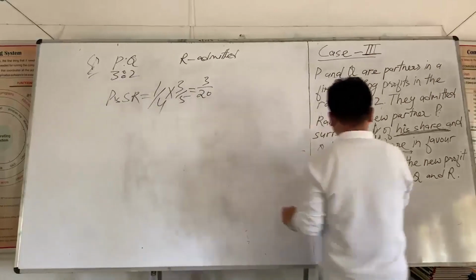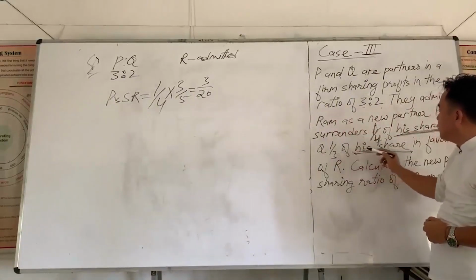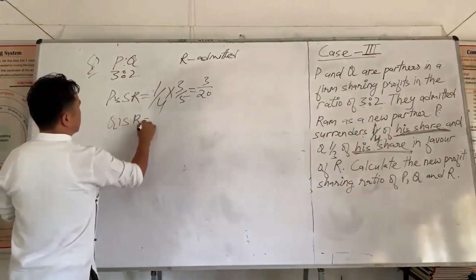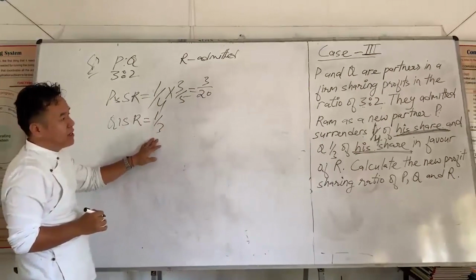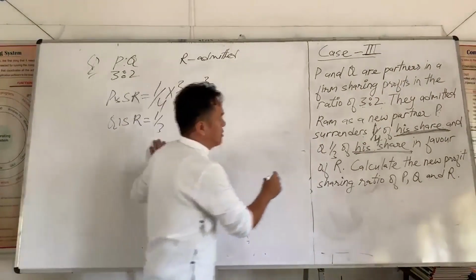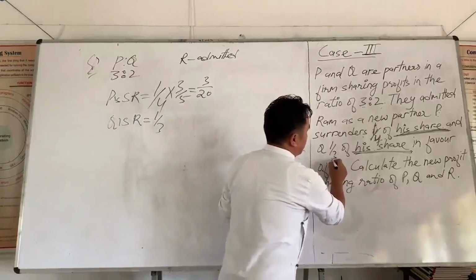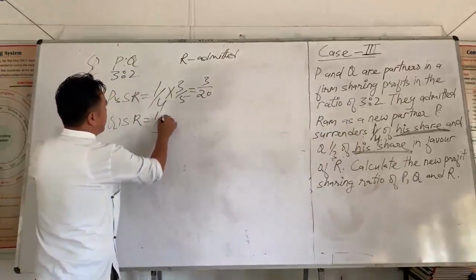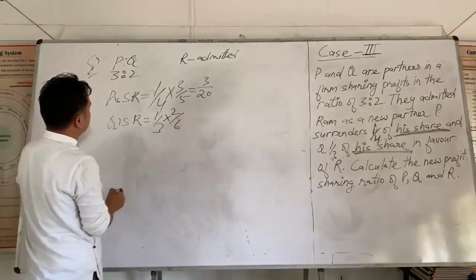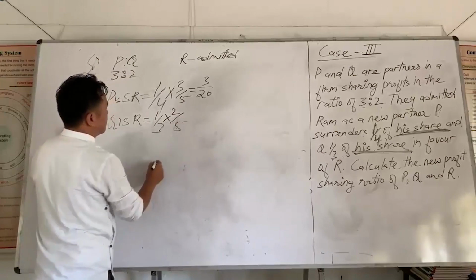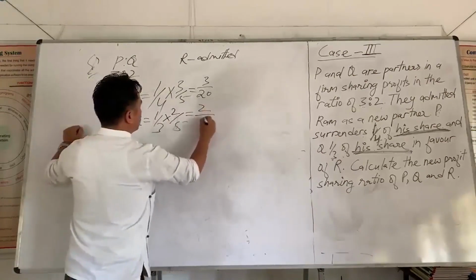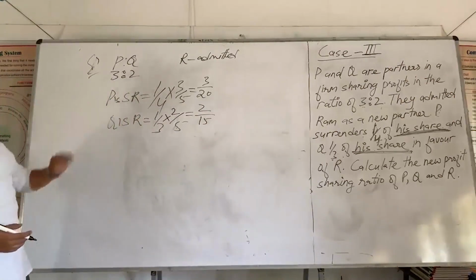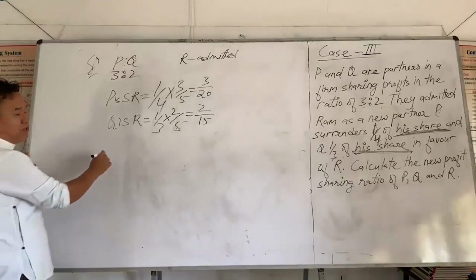And here Q surrenders 1/3 of his share. Again, 1/3 is not the sacrificing ratio. Here, Q sacrifices 1/3 of his share. Of his share means what is Q's share? So we have to multiply 1 by 3 into 2 by 5. Here we got how much? 2 by 15. Now we have got the value of sacrificing ratio of all partners. We can apply the formula of new ratio.